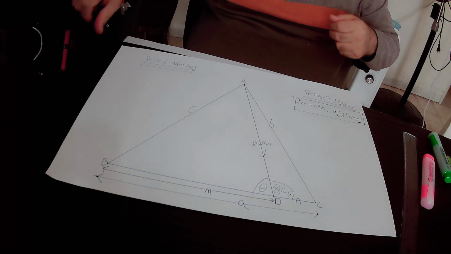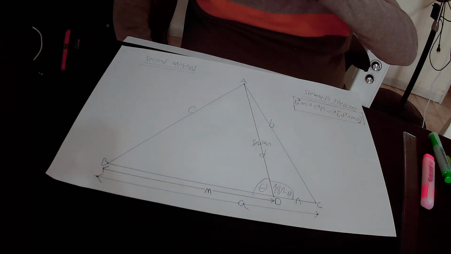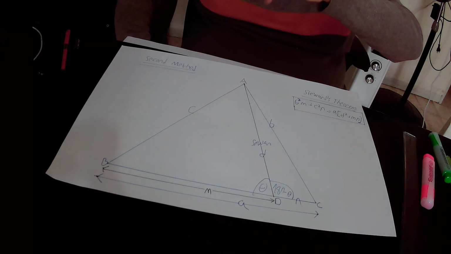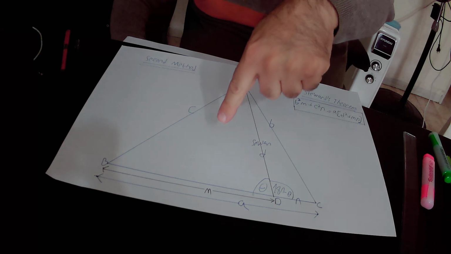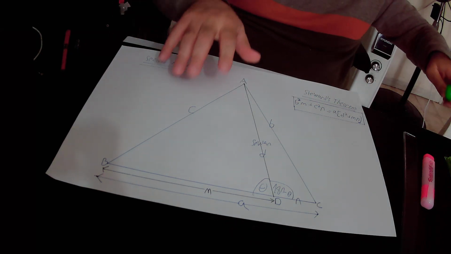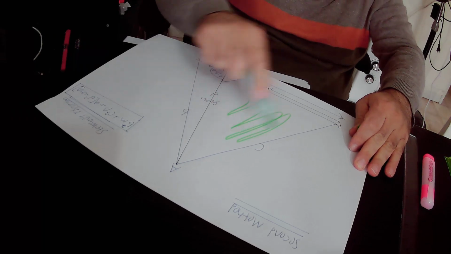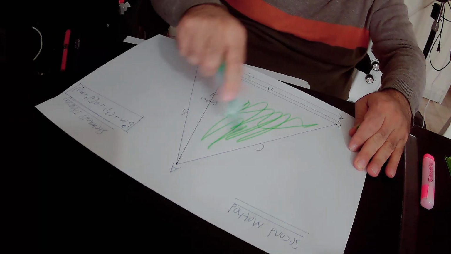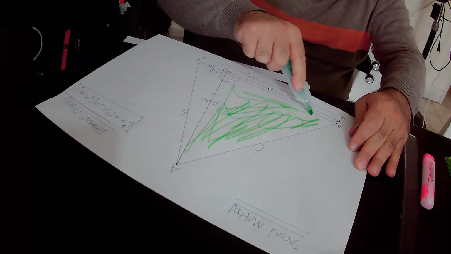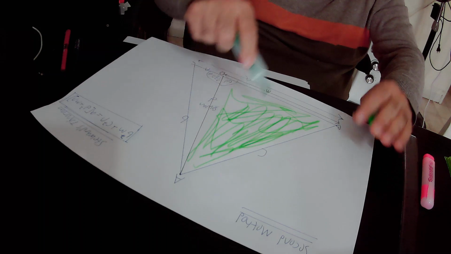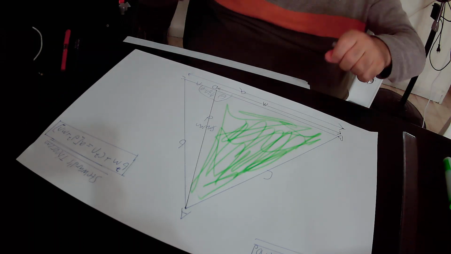In the next step, we'll implement the law of cosines in triangle ABD, the gray triangle ABD, and we'll also implement the law of cosines in the pink triangle ADC.